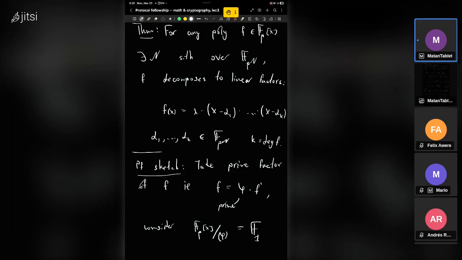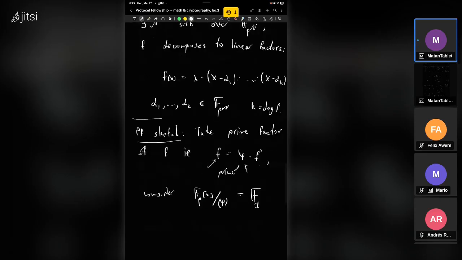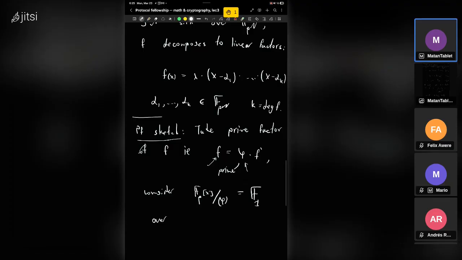Over this new field, over F1, the polynomial f has a root because phi has a root. So you take f and you extract a root out of it, so it's like x minus this root. So over F1, you write f, let's say capital X, equals x minus this root times some polynomial g.